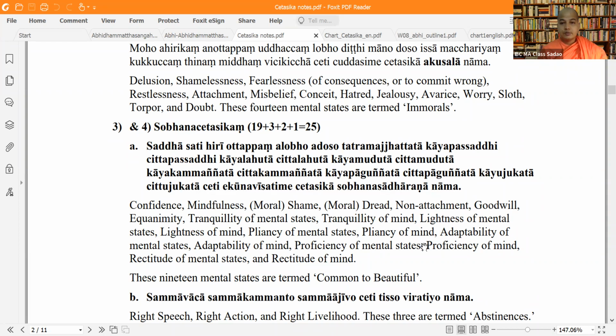Proficiency. No, I think I missed one. Yeah, proficiency of mental states and proficiency of mind. And then Kayo Jukata, Chitto Jukata. Rectitude of mental states and rectitude of mind. These are 19 types of Sobana Sadharana Chetasika.